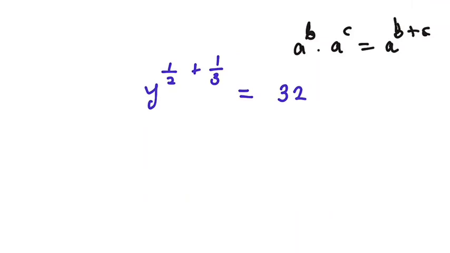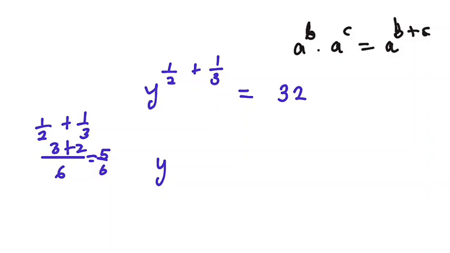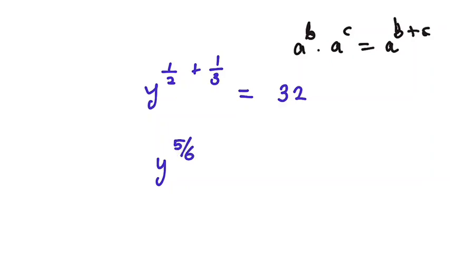So from there, you're going to have y, so 1 over 2 plus 1 over 3. So when you simplify it, having a single fraction, we're going to have this to be 6, this will be 3 plus 2, then we're going to be having 5 over 6. Alright, so it means that when you add these two together, we're going to have y to the power of 5 over 6, then equals 32.